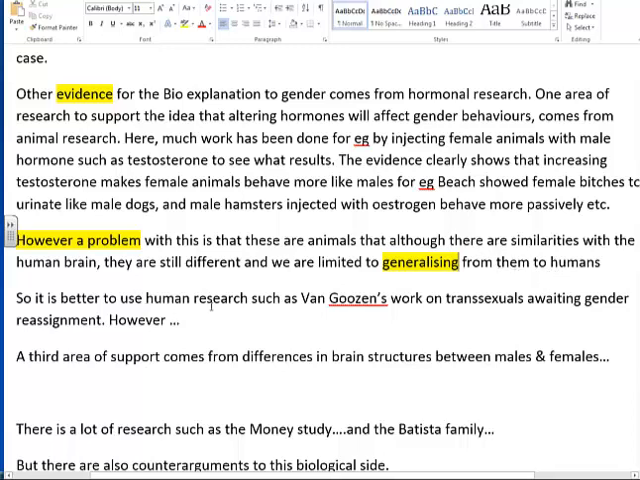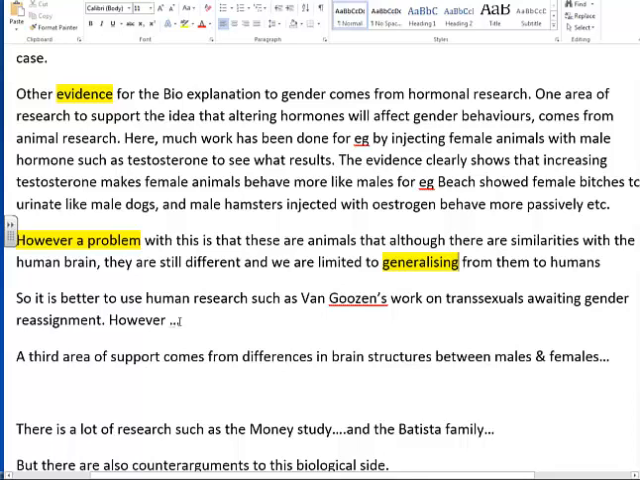So it's better to use human research. For example, Van Goosen's work on transsexuals awaiting gender reassignment. Problem though with, and maybe you might want to just put in a tiny bit more, but it depends on how your time's going. And we would definitely put in a validator point there. We've got a couple of really good ones with Van Goosen.